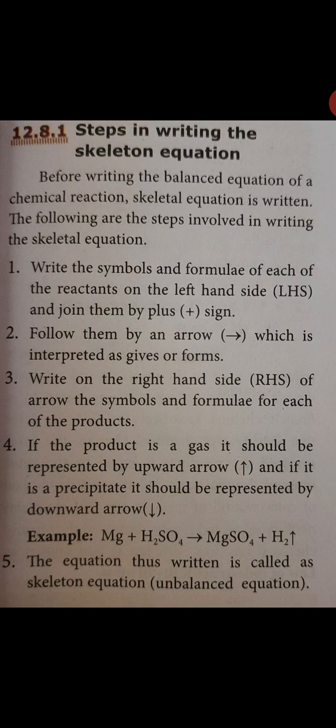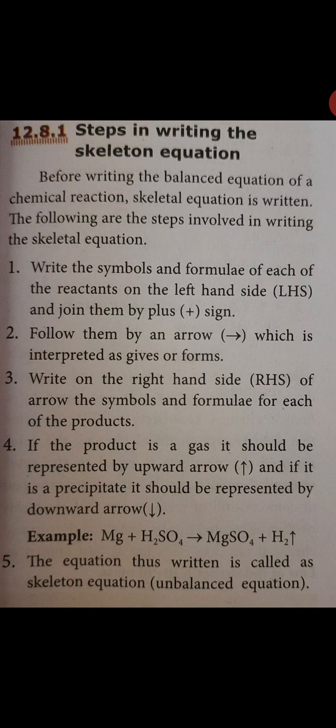After that, the third step: write the right hand side, the RHS of the arrow symbol, with the formula of each of the products. So C plus O2 gives CO2. That is the product. First we write the reactants, and after that we get one complete product, CO2, on the right hand side.